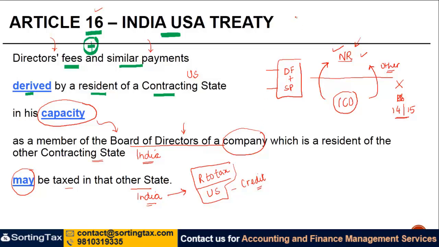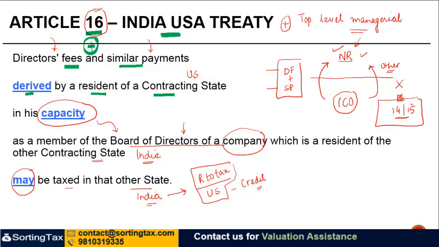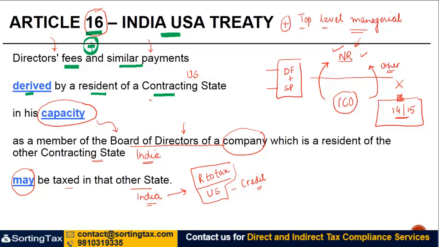Now, one point which I want to make here is, in some of the treaties, like I mentioned, even the remuneration paid to top level managerial officials is covered under Article 16. But in the India-US treaty, that is not covered here, which means if there is a top level managerial position which a person holds and gets some payment, that also is going to be taxed under Article 14 and 15, unless this top level managerial function amounts to acting as a member of the board of directors of the Indian company.